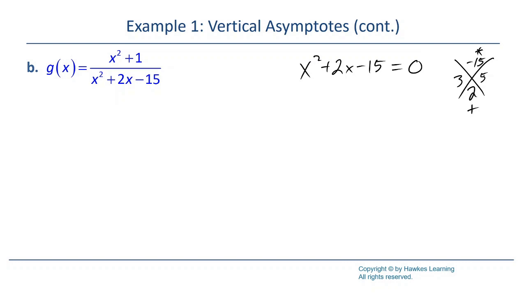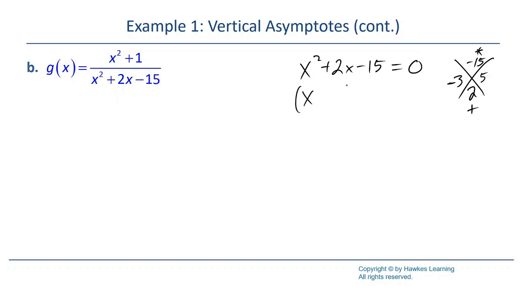Which one needs to be negative? I need 3 to be negative because I need this number to be positive, and whatever sign you need, you give that to the larger number. So I need this to be positive, so 5 gets to be positive, 3 gets to be negative. If this had been minus, then it would have been minus 5 and plus 3, sorry.